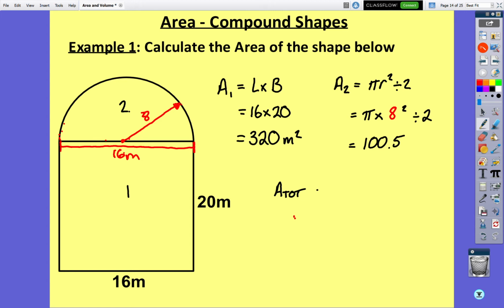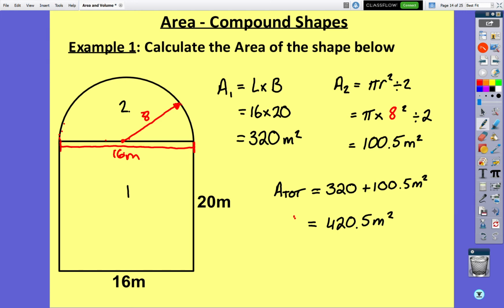My last wee bit, remember I said always show this wee bit, this is dead important, because it shows you know that the correct strategy is to add them together. So that's going to give you 420.5 meters squared.